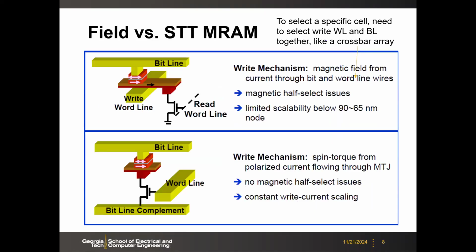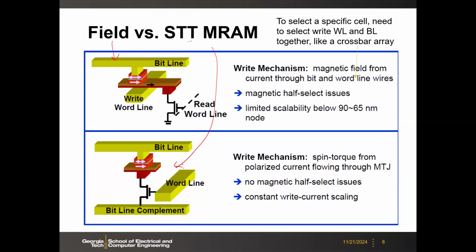Here, let's talk about the integration of the MTJ into the memory cell. We need different mechanisms to switch the magnetization direction. The first device that was integrated was called field MRAM. This is how it looks. This is the first generation of MRAM. And then the second generation is called STT-MRAM. We'll talk about that in more detail, which corresponds to this structure here. So let's look at the field MRAM first.